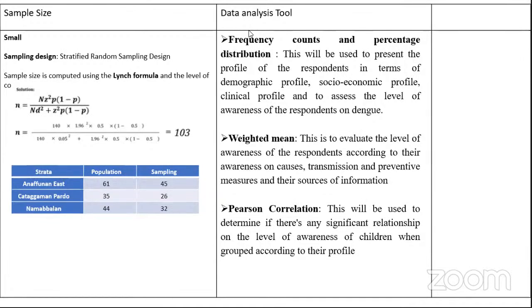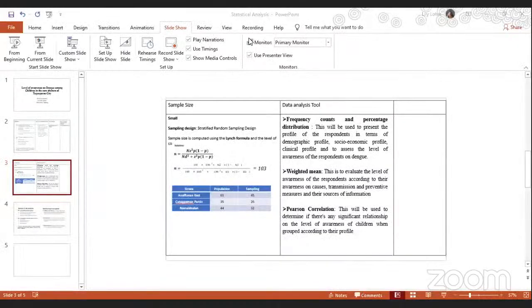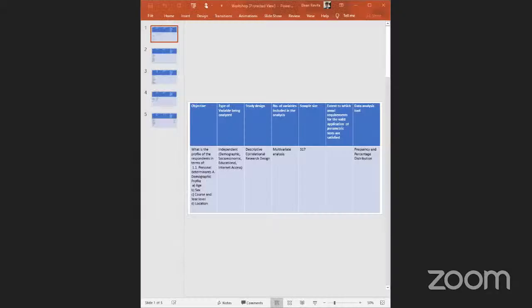Okay, congratulations. At least na-check natin. Thank you, ma'am. Okay, you're welcome. Okay, have a class group, ma'am. So, good afternoon po, ma'am.